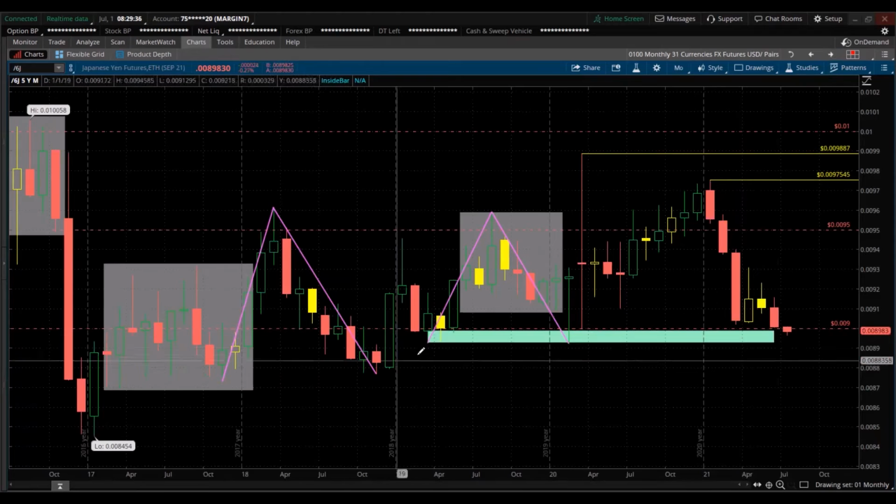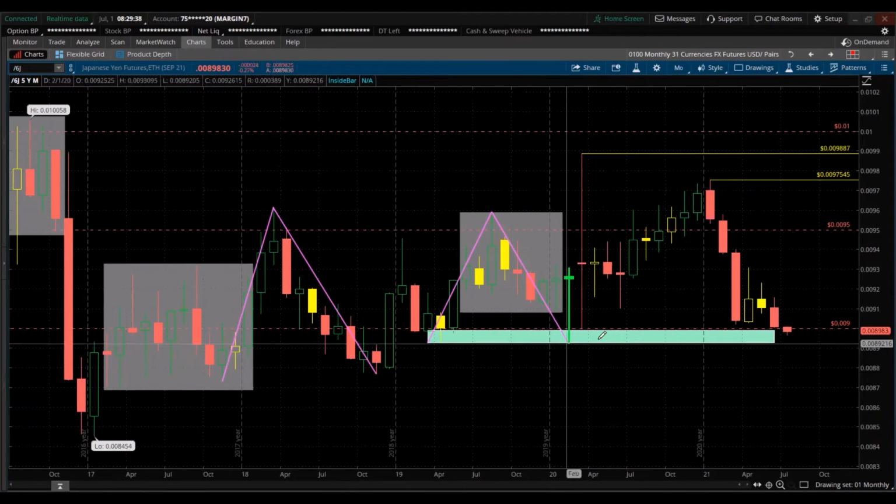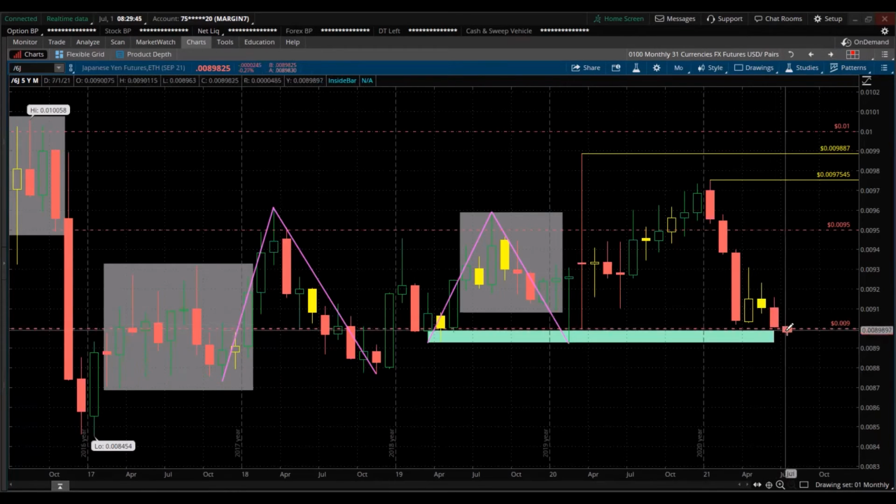So it's coming into what was a demand zone. This green horizontal line is a demand zone where buyers stepped in. We'll see what happens. They didn't hold there. They made it lower already. So a safe haven currency is not where smart money's going.